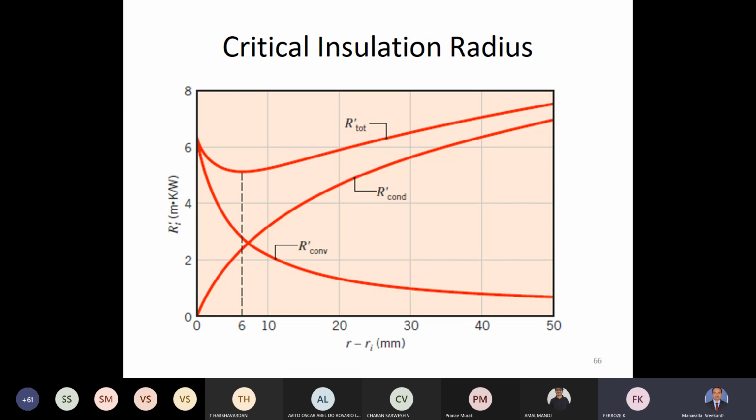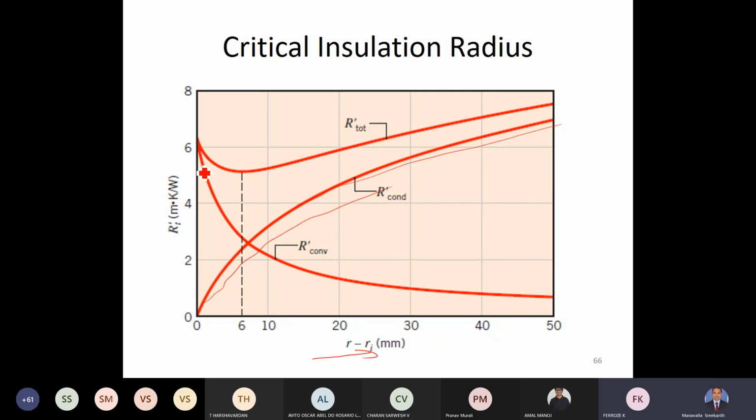So you can see what is happening as r increases, as the insulation thickness increases. The conduction resistance is increasing continuously like this. That we know. As thickness increases, the conduction resistance will increase. But the opposite is happening for the convection resistance. As the thickness is increasing, the convection resistance is decreasing.